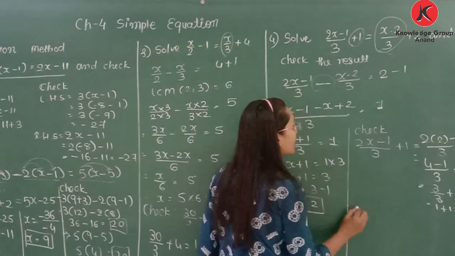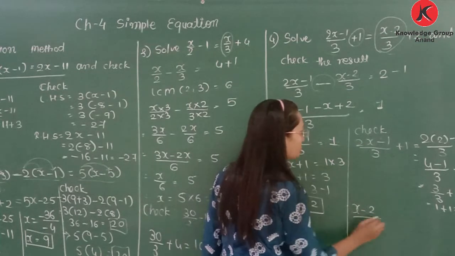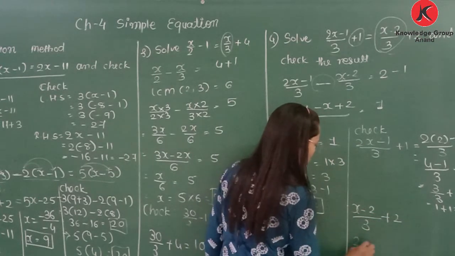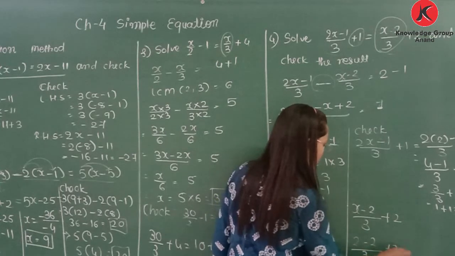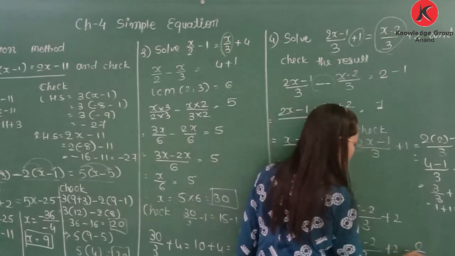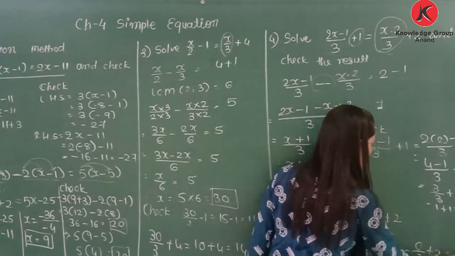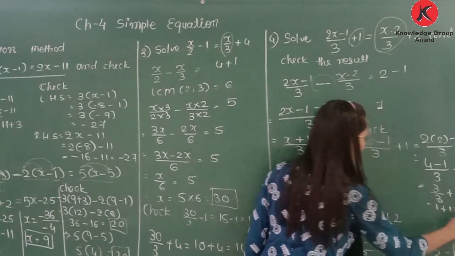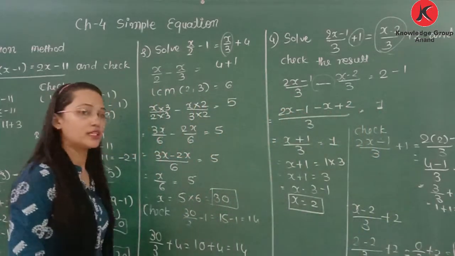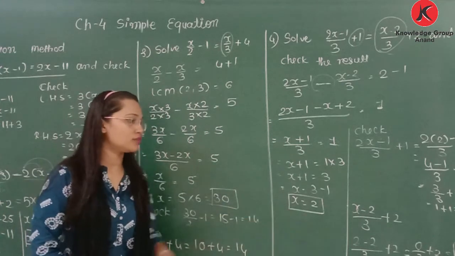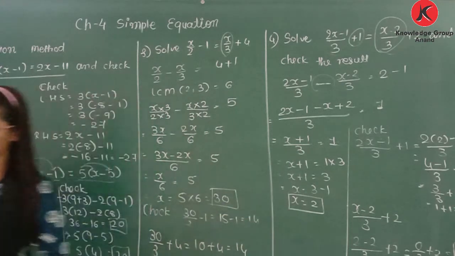Now the right hand side, that is (x minus 2) divided by 3 plus 2. (2 minus 2) divided by 3 plus 2. 2 minus 2 is 0, by 3, plus 2. So it is 2. Now you can see the left hand side and right hand side are equal. So x is equal to 2 is the correct answer.